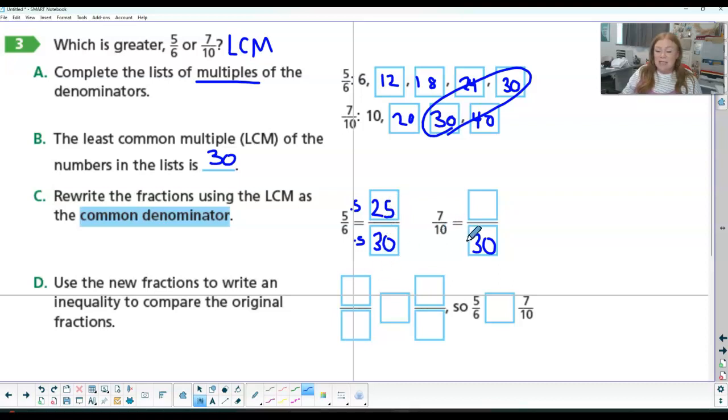We get from 10 to 30 by multiplying by 3. So 7 times 3 is 21/30. So we're going to compare 25/30 and 21/30.